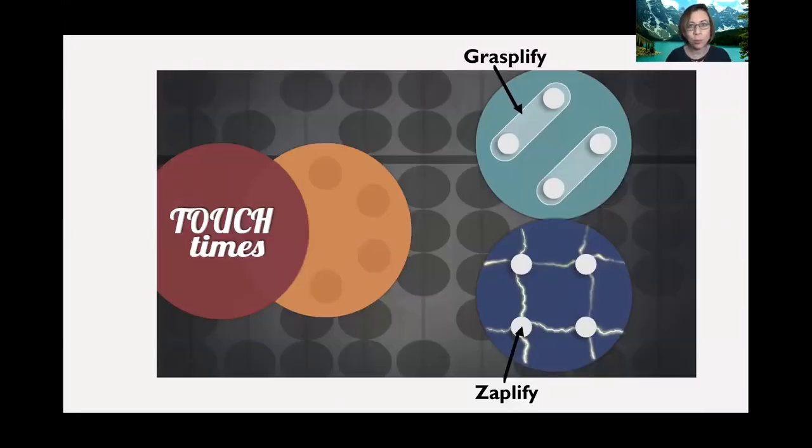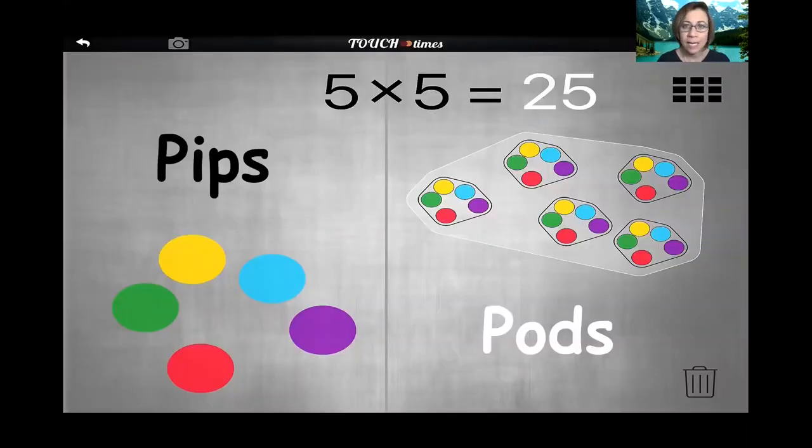Touch Times has two worlds, the Grasplify world, which is the focus of this video, and the Zaplify world. In Grasplify, learners use their fingers to create pips and pods. Recent research shows that fingers can be powerful tools for understanding and expressing number. The intent of the Touch Times design is for learners to notice the relation between the number and color of pips and the shape and content of the pods, as this is the basis for the multiplicative operation.